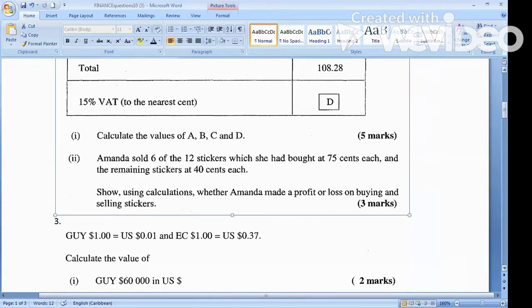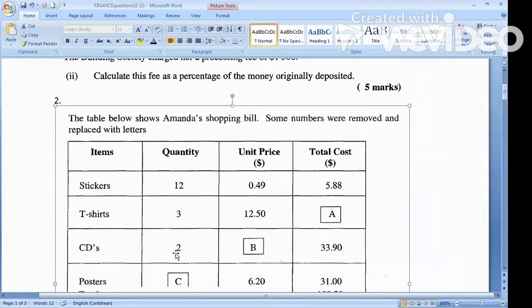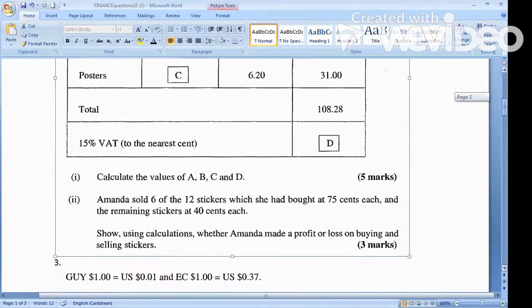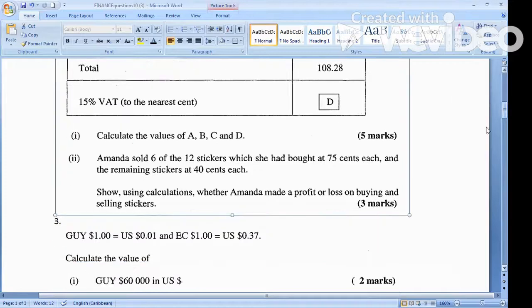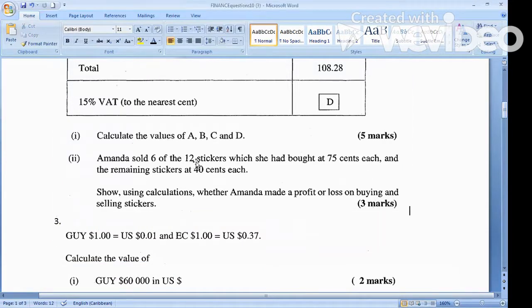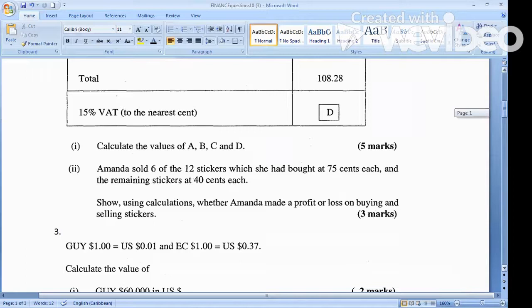So basically she went to the wholesale and bought 12 stickers for $5.88. Now she goes to school and sells them to her friends. Out of the 12, 6 of them she sells for one price, and for some strange reason, she sells the remaining for 40 cents. Anybody want to take this on?